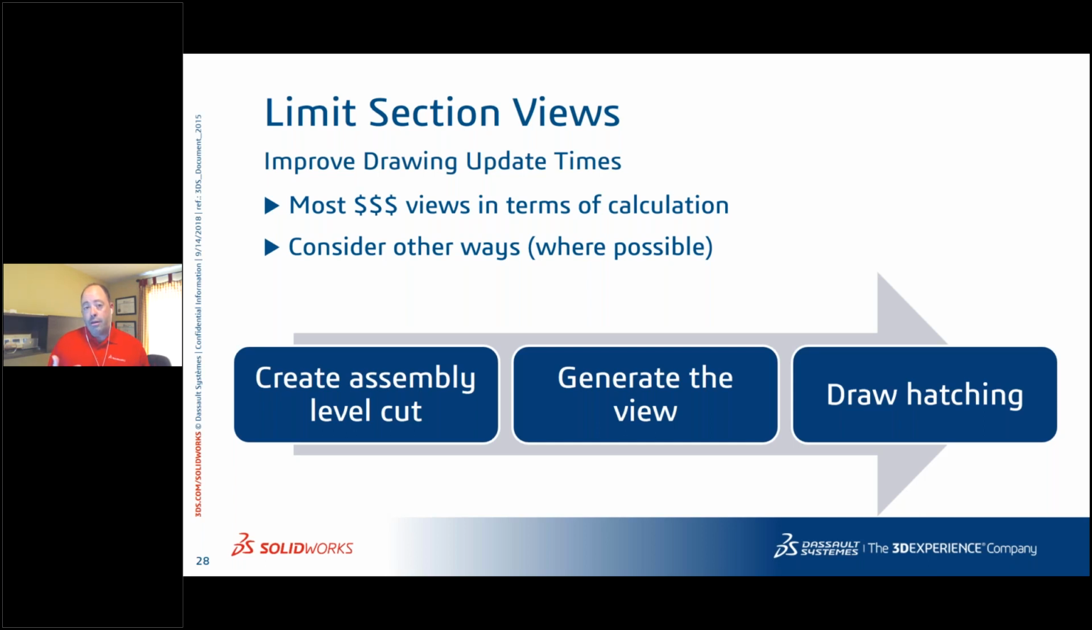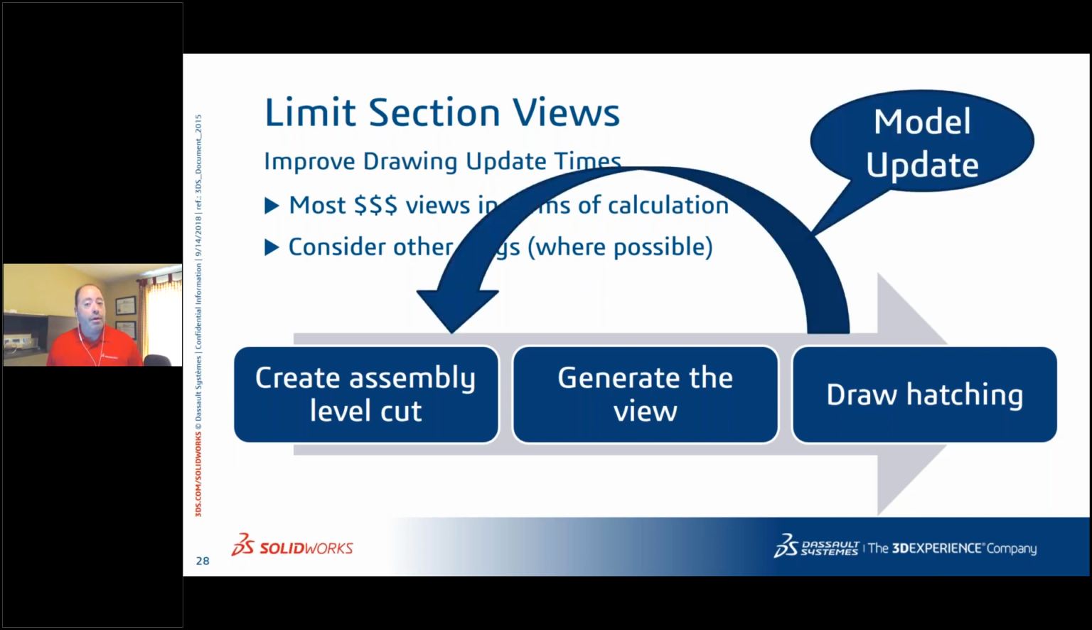There's a lot of calculation that has to be done to create that section view. Now, also remember, if there's a change in the model, everything has to be done again, right? So every time there's a model update, you have to do it over again. So it's going to be cheaper in terms of calculation, rather than making a section view, maybe just do a regular view and hide components, like hide a cover, hide a part, so we can see inside when you can. I understand it's not always feasible, but when you can, try to avoid section views, especially on large drawing assemblies.